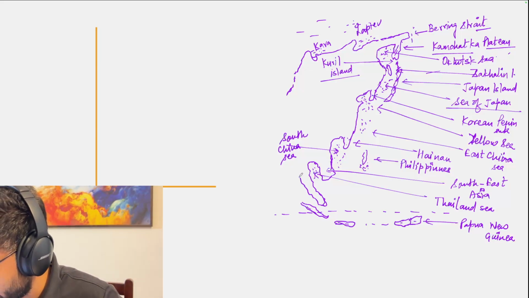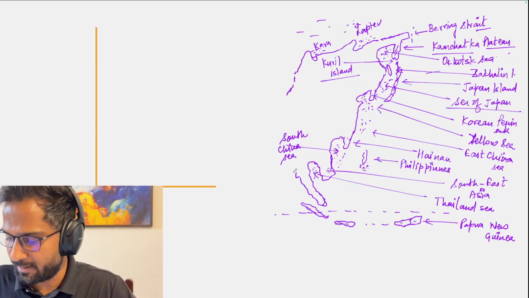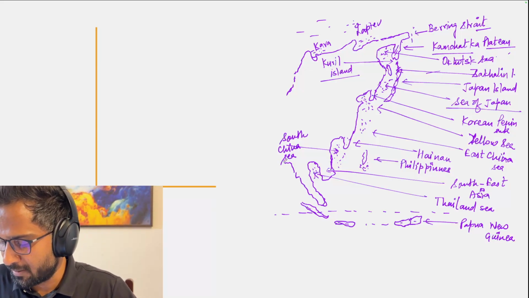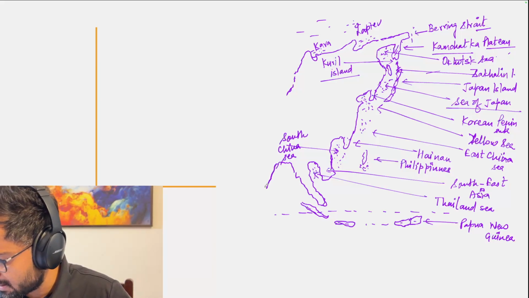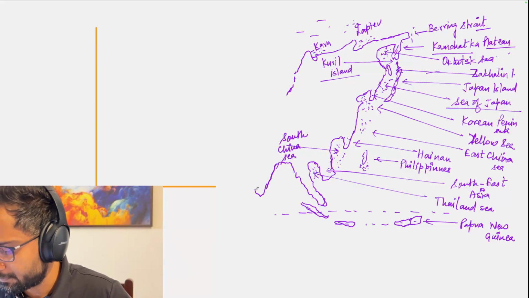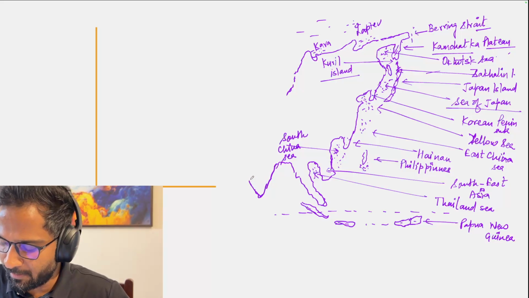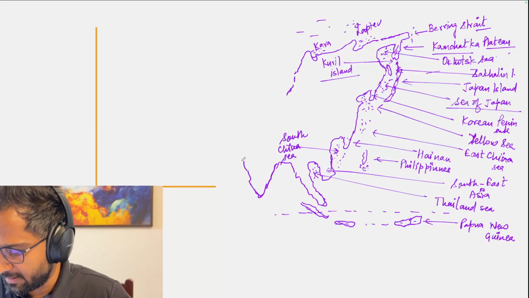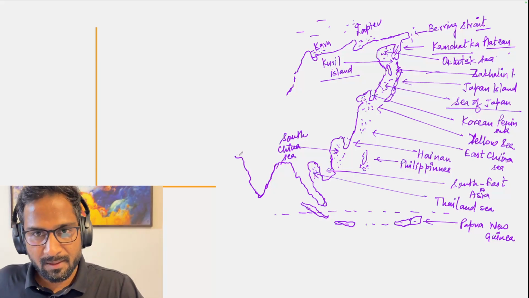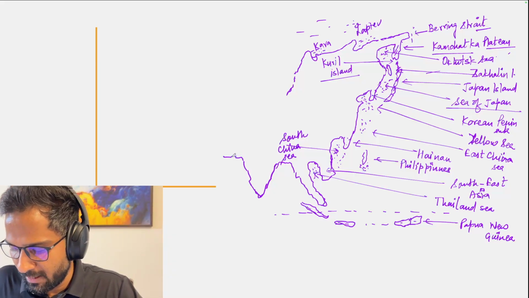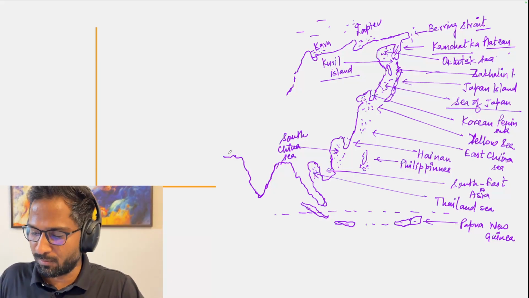over here you will realize that this is Myanmar. Obviously after Myanmar, Bangladesh will start and this part is India, Indian Peninsula. And then over here you'll realize the Kathiawar Peninsula, which is part of Gujarat.